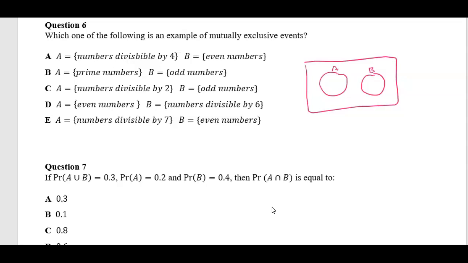Okay, so numbers divisible by 4 and even numbers. So every number that is divisible by 4 is also even. So they're definitely not mutually exclusive. Prime numbers and odd numbers.